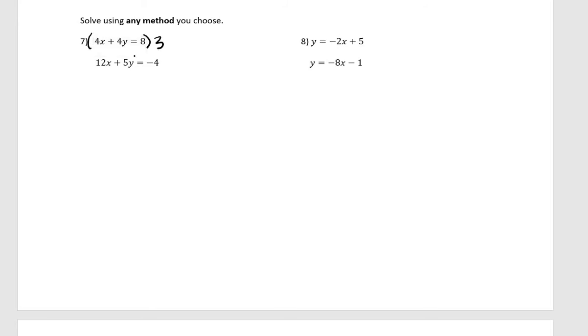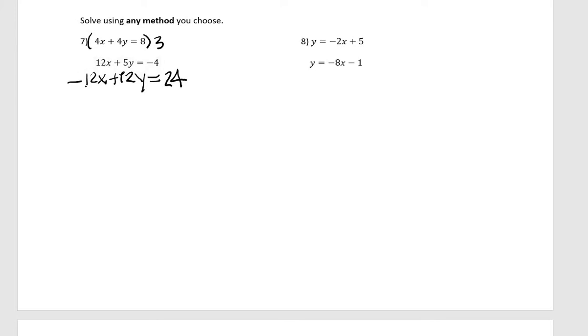So this 4x is going to turn into a 12x. So 3 times 4x is 12x. 3 times 4y is 12y. And 3 times 8 is 24. And so now I'm going to use elimination.